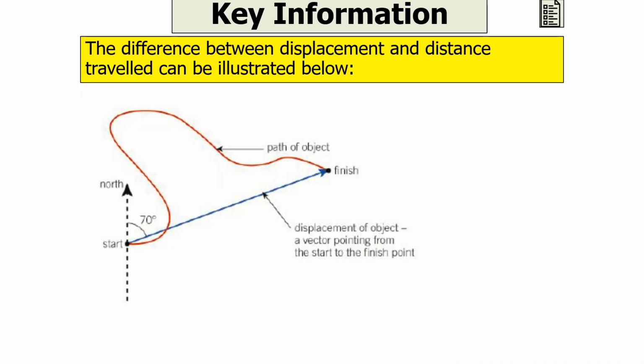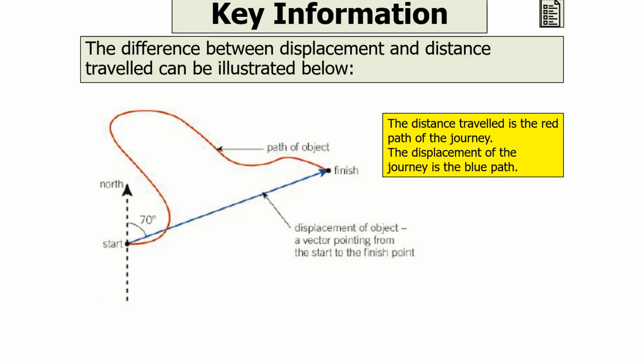Now in fact we can illustrate the difference between displacement and distance travelled with the following diagram. So you can see in this particular diagram that the distance travelled is the red path of the journey and the displacement of the journey is the blue path. So whilst the distance travelled is the overall motion of the object, the displacement is a vector pointing from the starting to the finishing point of the journey.